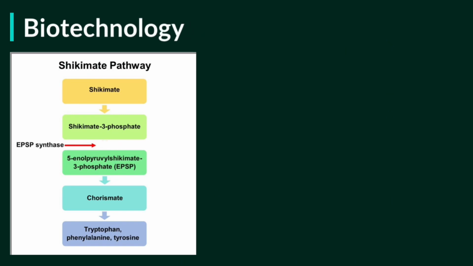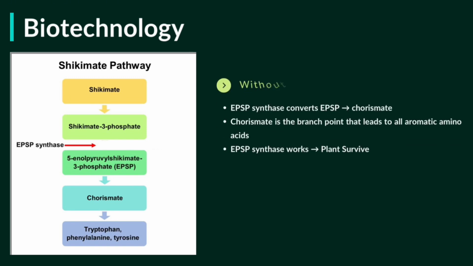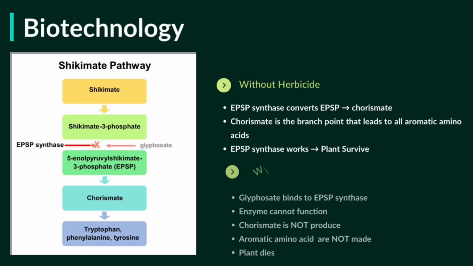Finally, let's discuss biotechnology. The shikimic pathway is especially important in agricultural biotechnology, particularly in relation to glyphosate herbicide. Under normal conditions, the enzyme EPSP synthase converts EPSP into chorismate, which is the branch point for the synthesis of aromatic amino acid. This allows plants to grow and survive.